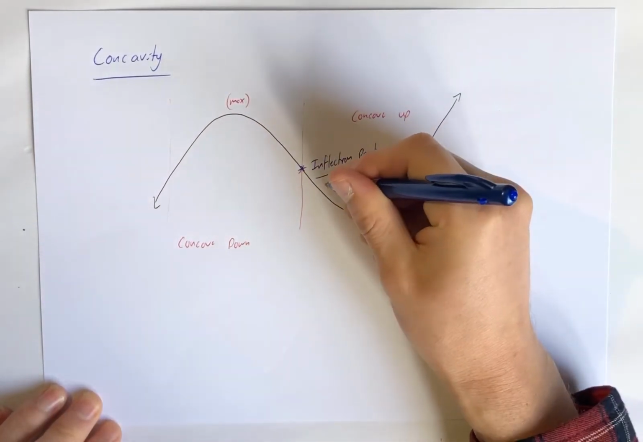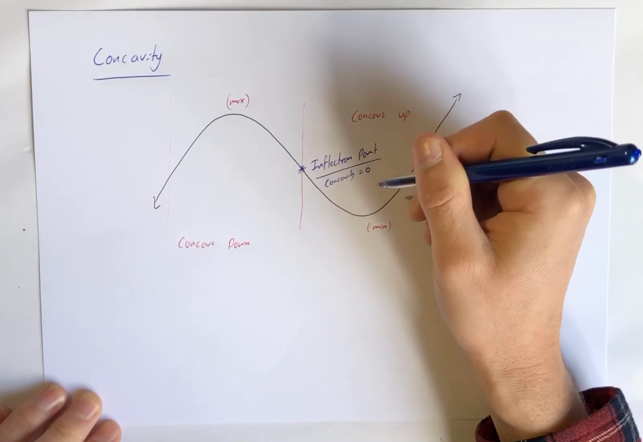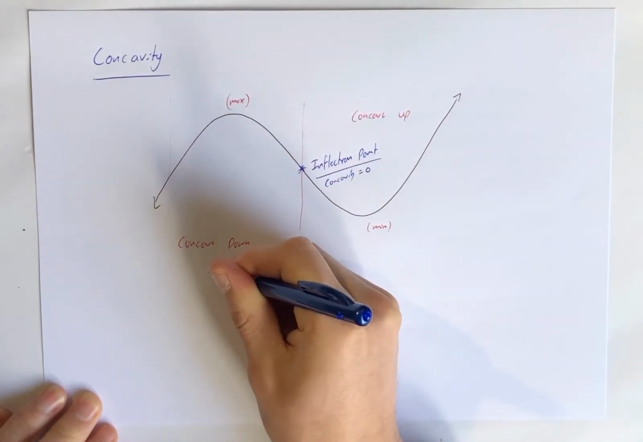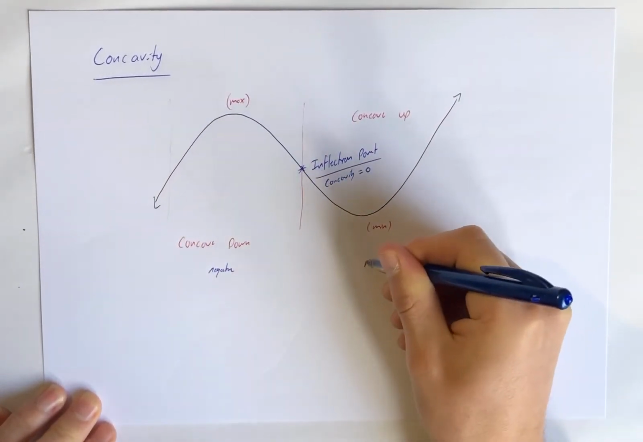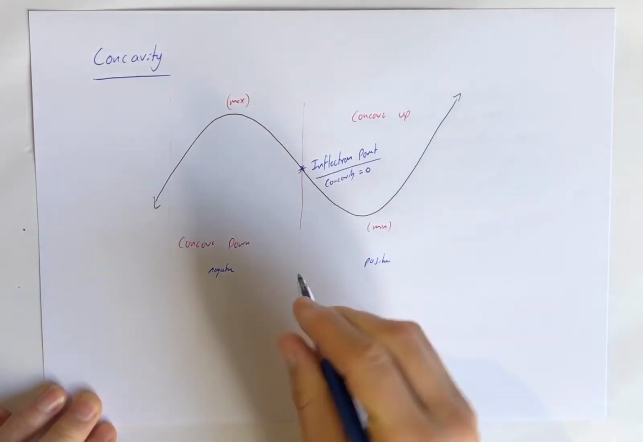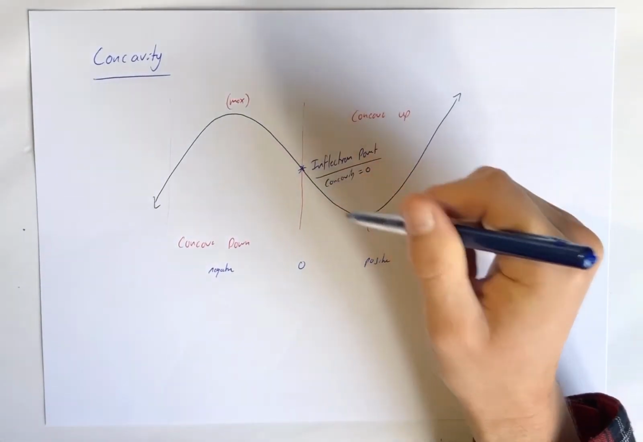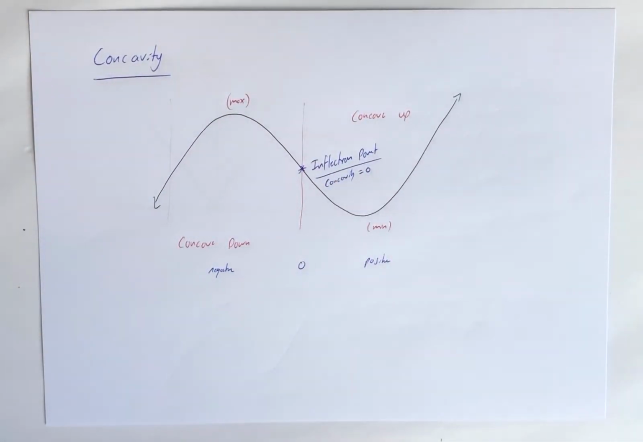And that is concavity equals 0. So if this is negative and this is positive concavity, then to go from negative to positive, there has to be a 0 in between, doesn't there? So we call that inflection point having 0 concavity.